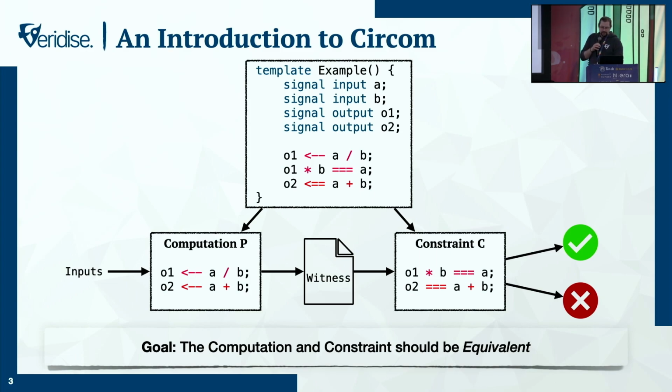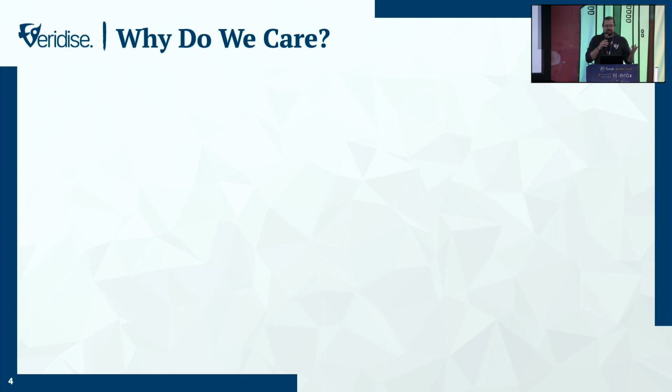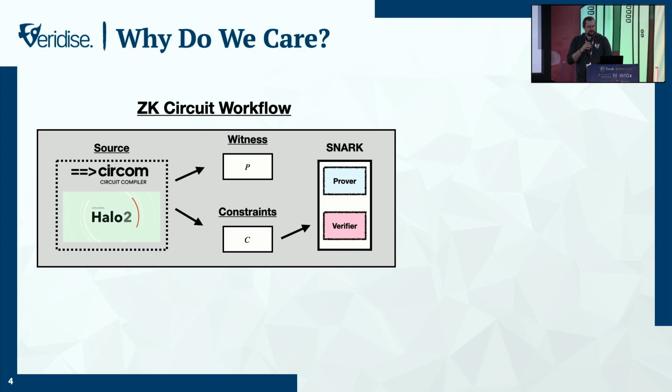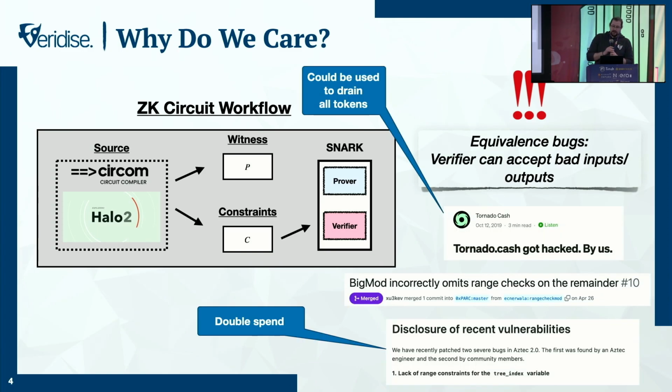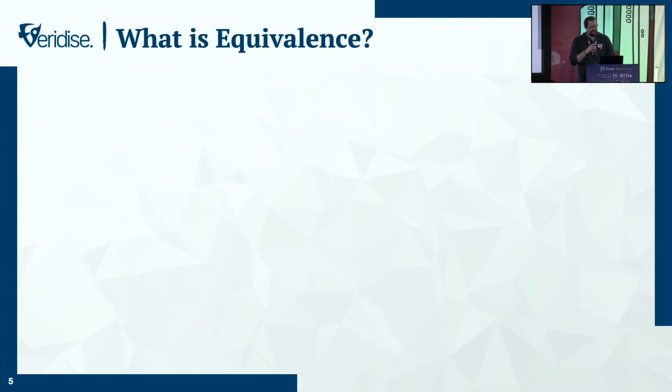I'm going to tell you what equivalent means, but first I'm going to ask a question, which is, why do we care? If you're wondering this, hopefully I'll answer it now. The reason we care is that in the past we've seen these equivalence bugs, where the verifier, so the constraints, accepts bad inputs that it should not be accepting. We've seen this in these cases right here, where these under-constrained circuits or equivalence bugs have led to potential thefts of funds. And that's the reason why we want a way of checking for these, and a way of knowing what they are. So first, let's figure out what equivalence even means.